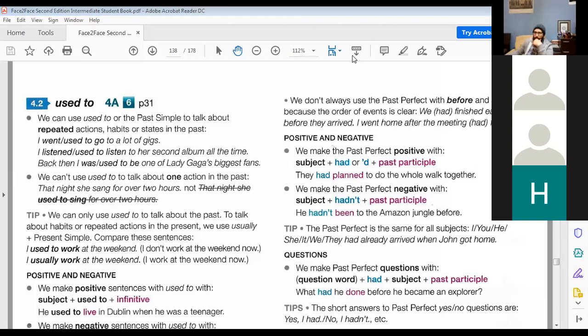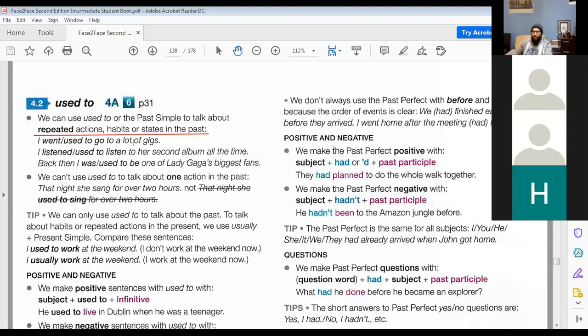Let's use the red color. This is what matters to us. This exercise we did, number 9, we summarized these three things. Repeated actions, okay. Habits, okay. States, okay. All of them are okay. You can use used to in all these situations. So used to is like past simple in everything except one-time actions. This is the only difference between them. For one-time events it doesn't work, you can't use it. Otherwise you use it normally.